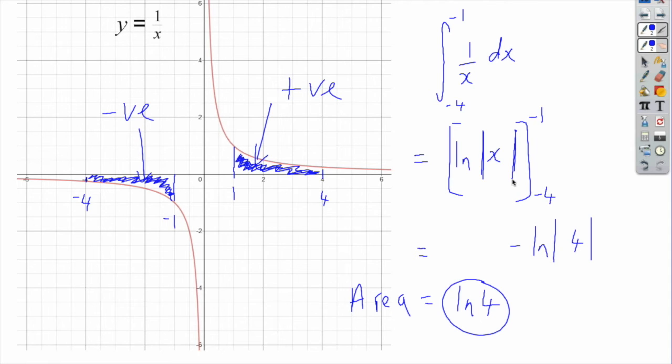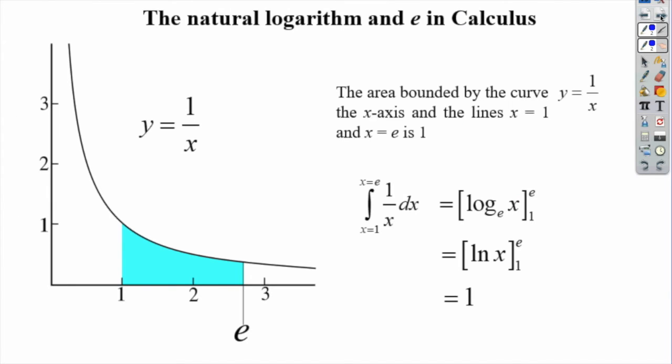So that's the reason why we have modulus brackets when we are integrating and we have a natural logarithm as an answer. I hope that's cleared that up for you. If you do have a few more moments, let me just show you this neat little result here, which I prepared earlier. So this is a little bit more about the natural logarithm and e in calculus.